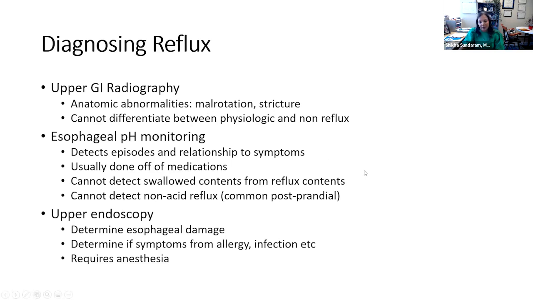And then last but not least is upper endoscopy, or what sometimes people call a scope, quote unquote. This is really used to determine esophageal damage, and can also help us understand if symptoms are actually not from reflux, but from infection or food allergy. And the biggest downside is that it's an invasive procedure that requires anesthesia, although the anesthesia is usually at about 20 minutes.